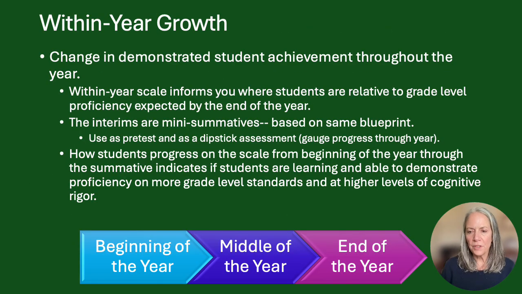What we're looking for in within-year growth is demonstrated change in student achievement. So the within-year scale informs you where students are relative to grade level proficiency expected by the end of the year. Most students start out at a lower score at the beginning of the year. How they progress on the scale from beginning through to the end indicates if they're learning and are able to demonstrate proficiency on more grade level standards and at higher levels of cognitive rigor. So that's basically what we're thinking about through the year.